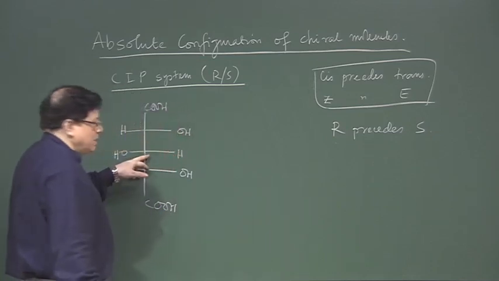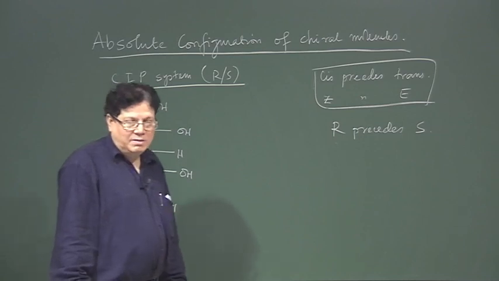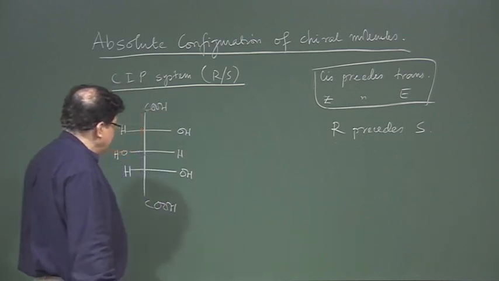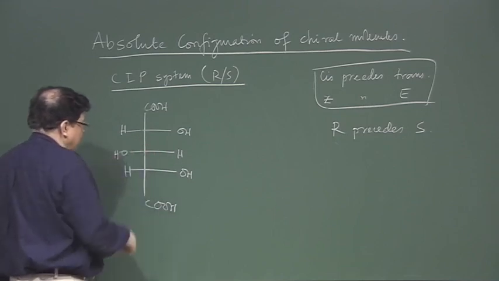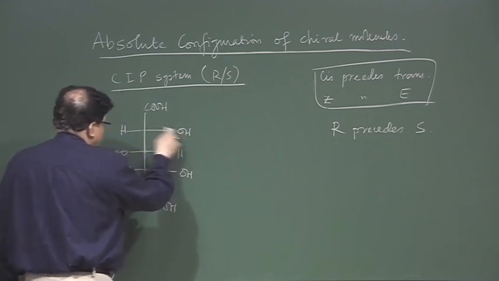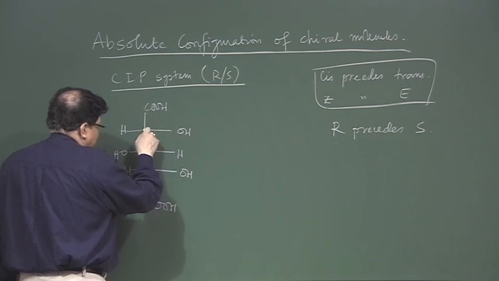So, this type of carbon is actually called a pseudo chiral center or pseudo stereogenic center. Okay. Sometimes stereogenic, sometimes not. So, let us see what is the status of this. Now, first you have to assign the RS configuration of this carbon.